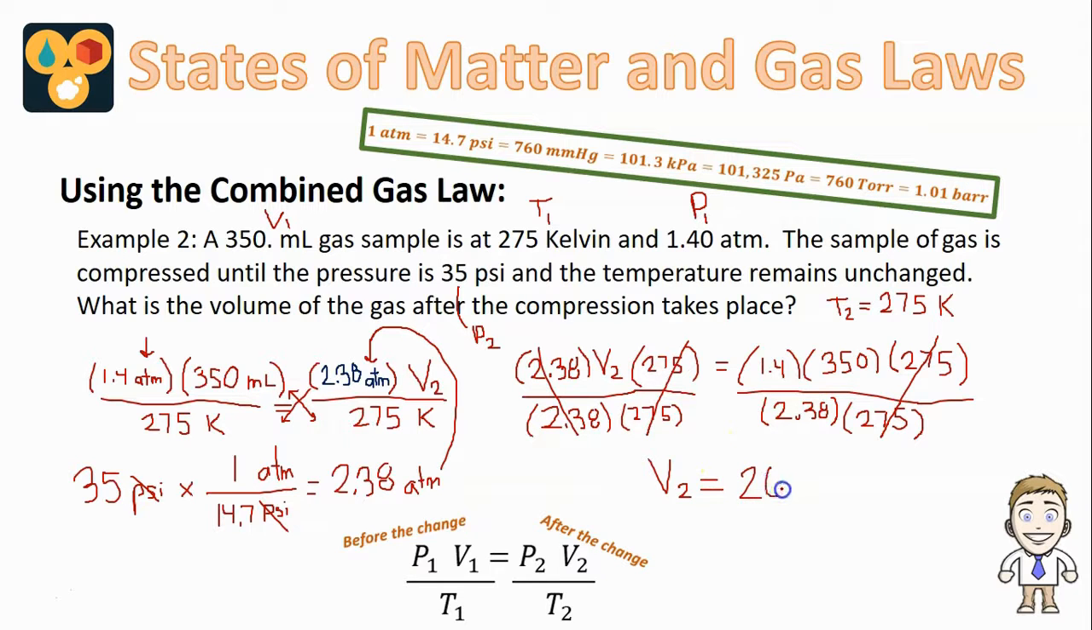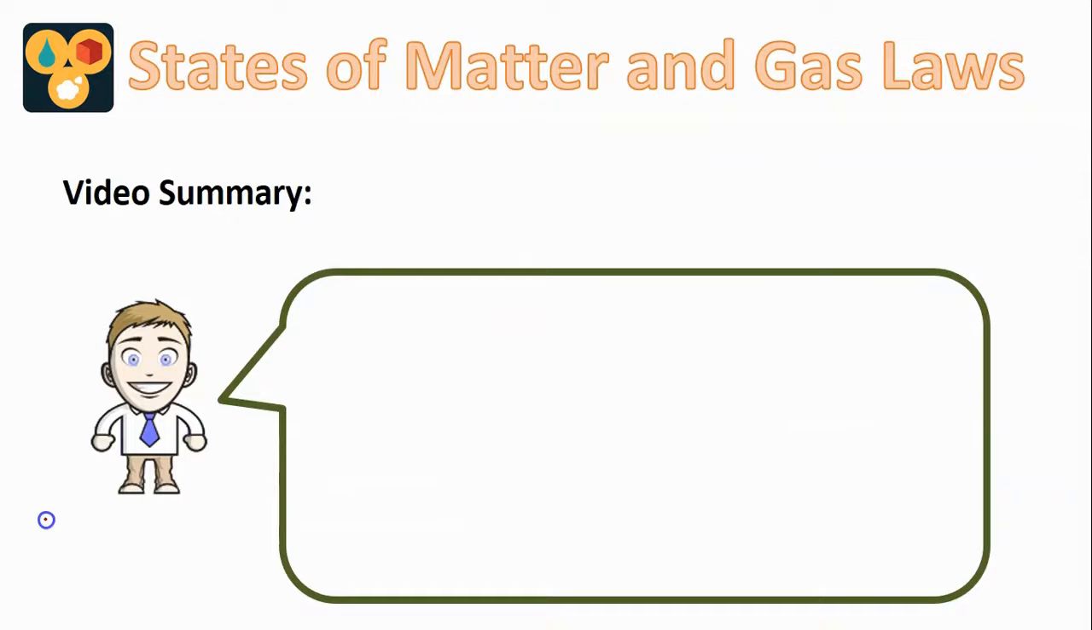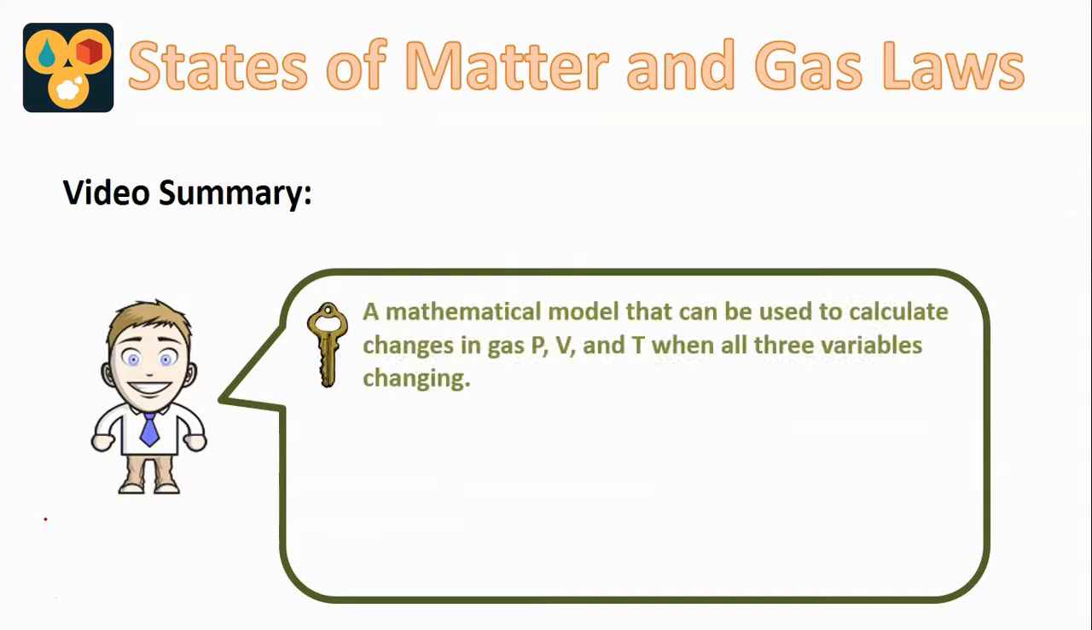This gives me a final rounded answer of 206. The units on the V2 will match the V1, in this case milliliters. So my final answer is 206 milliliters. And that wraps it up for this video on the combined gas law. Here's a brief summary.